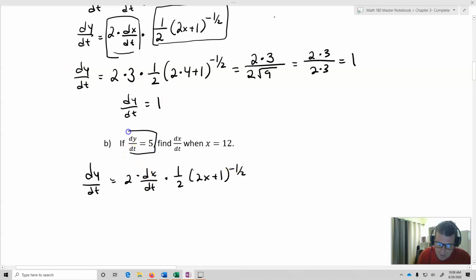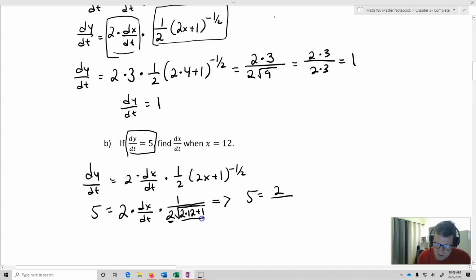dy/dt now is 5. So 5 equals 2 times our unknown dx/dt times 1/2, or let's just do it 1 over 2 times the square root of 2 times 12 plus 1. So this is then going to give me that 5 equals 2 over 2 times 5, since that's the square root of 25, times dx/dt.